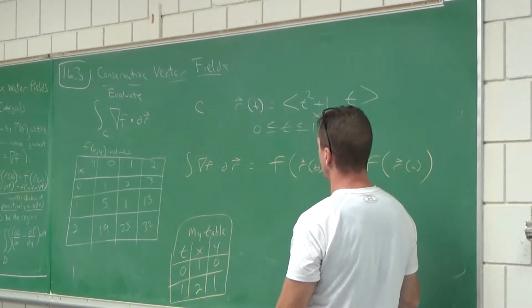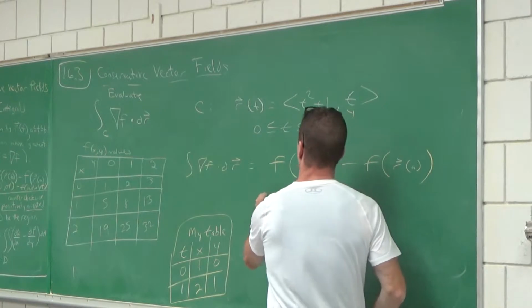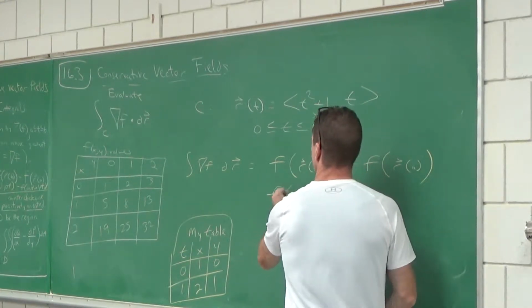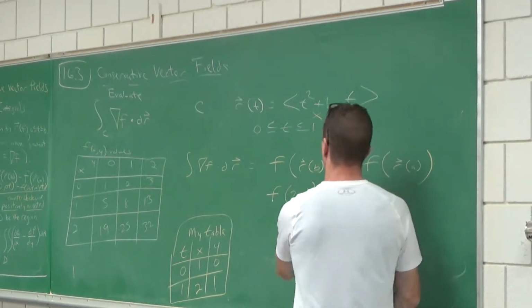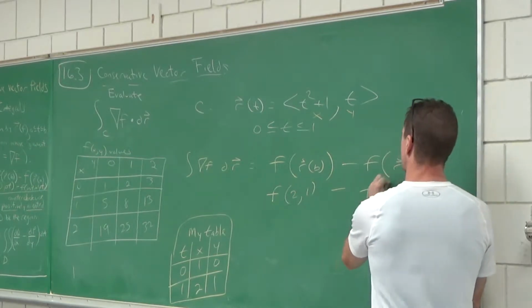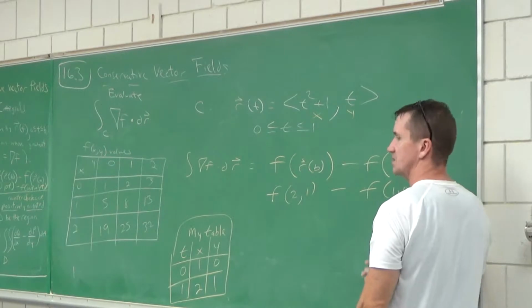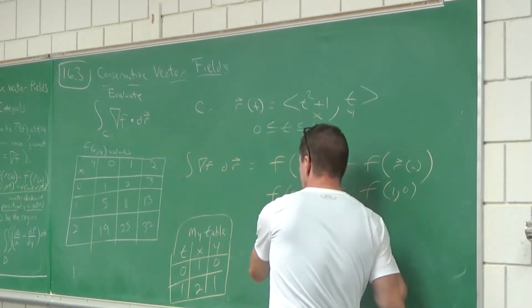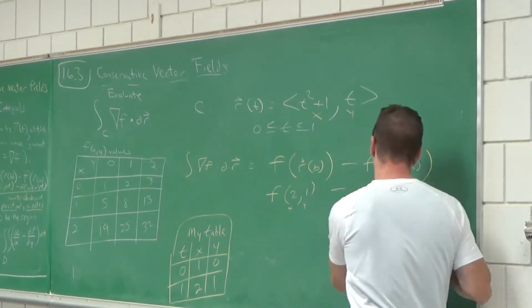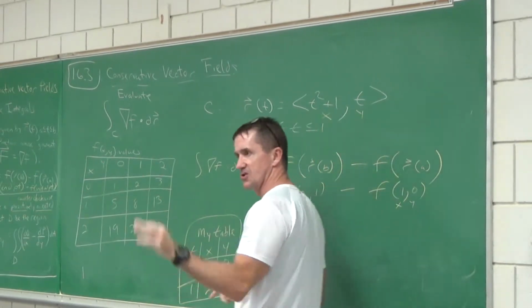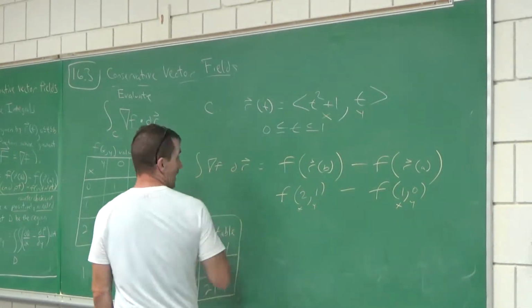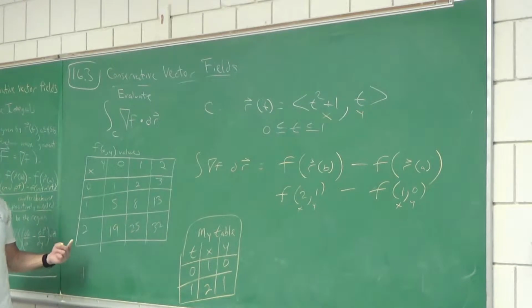Let's plug it in. Well, where's the values? I've got to plug in f of the endpoint, right, minus f of the starting point. Let's go find them. What's f of 2 comma 1? Look, that's an x, that's a y. That's an x, that's a y. Let's read this table. We'll circle. What's going on when x is 2 and y is 1?